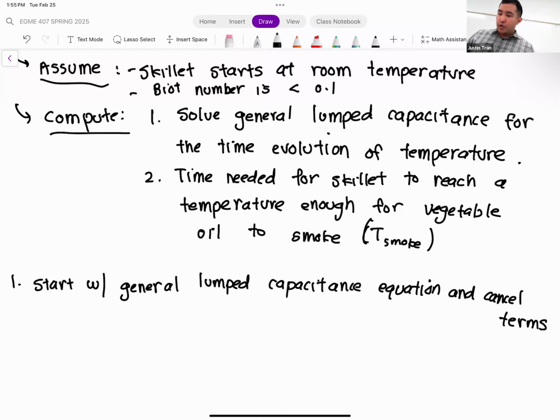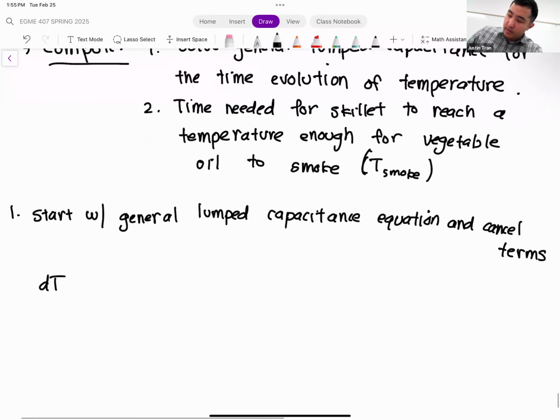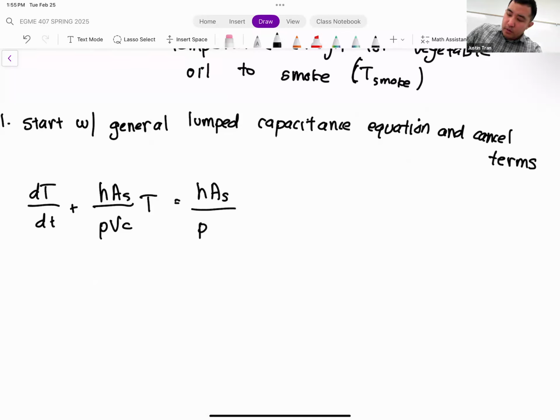Okay. So let's write our general lump capacitance equation again. Our general lump capacitance is dθ/dt plus hA_s over ρVC times T is equal to hA_s over ρVC times T infinity plus q_s double prime A_q divided by ρVC plus q dot over ρC.